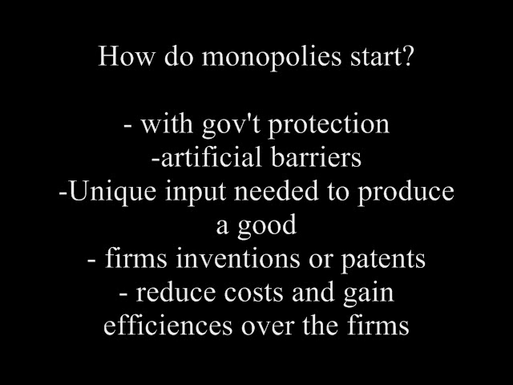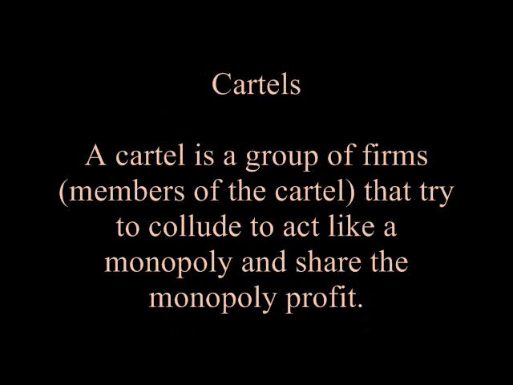How do monopolies start? They start with governmental protection, with legislation that creates artificial barriers, when a firm acquires most or all of a unique input needed to produce a good, with firms' inventions or patents, and when firms reduce costs and gain efficiencies over other firms.